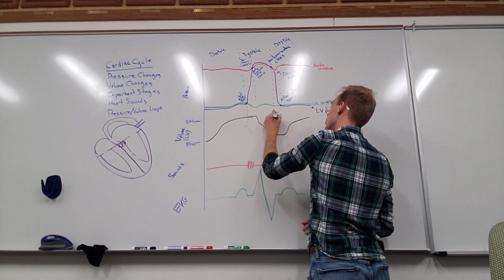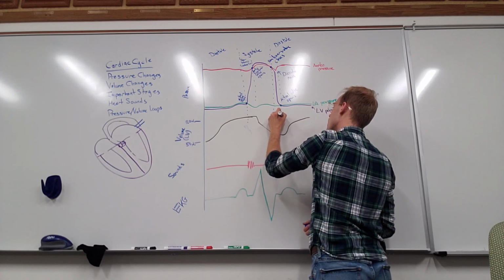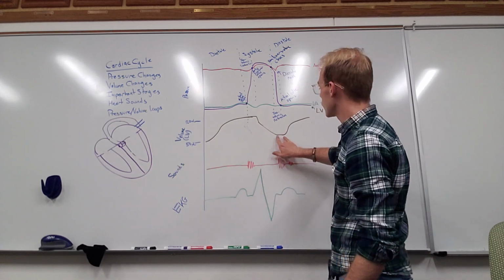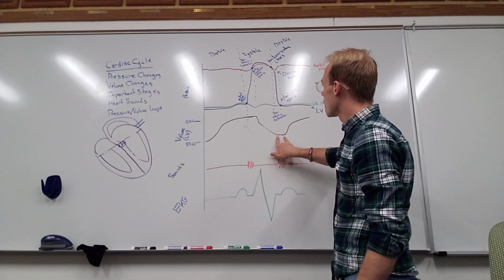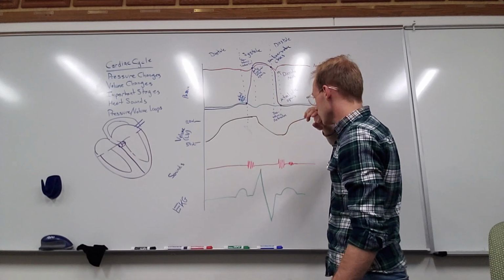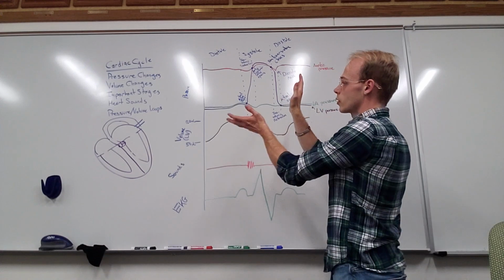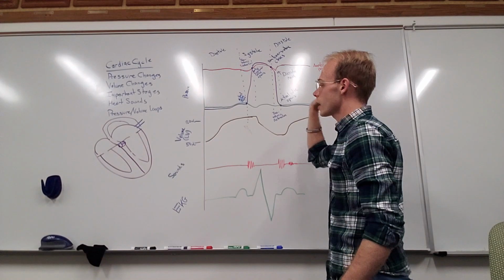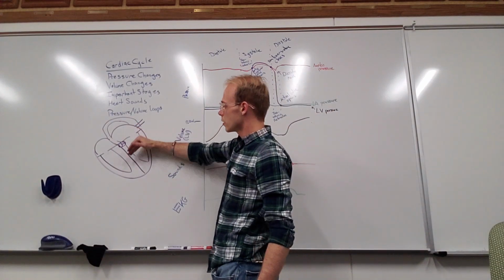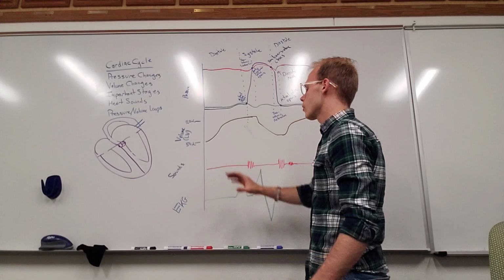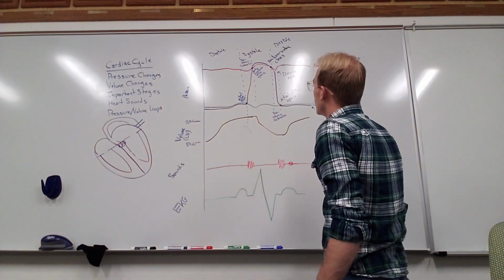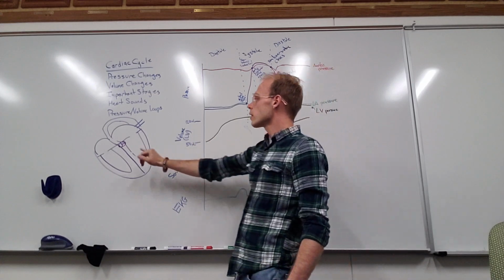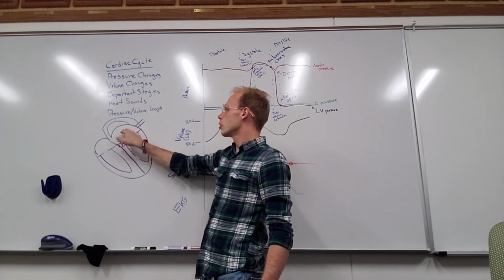isovolumic relaxation. So that's when the volume within the ventricle isn't changing, but the pressure is. And the ventricle is relaxing because it's no longer pushing against blood to get it into the aorta. So it's relaxing, but neither of the valves are open, so none of the volume within the left ventricle is changing.